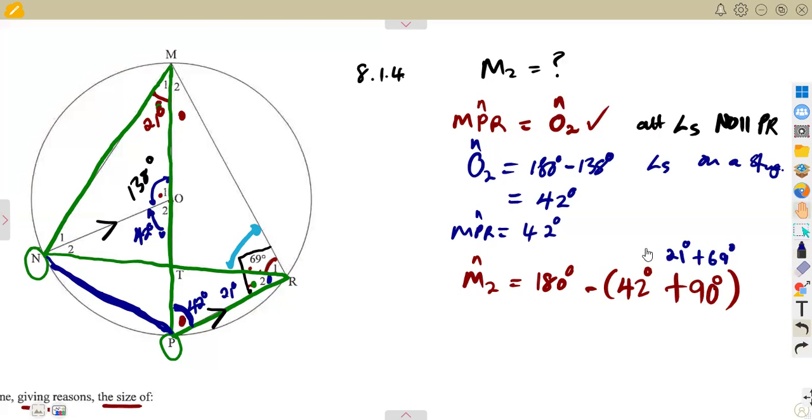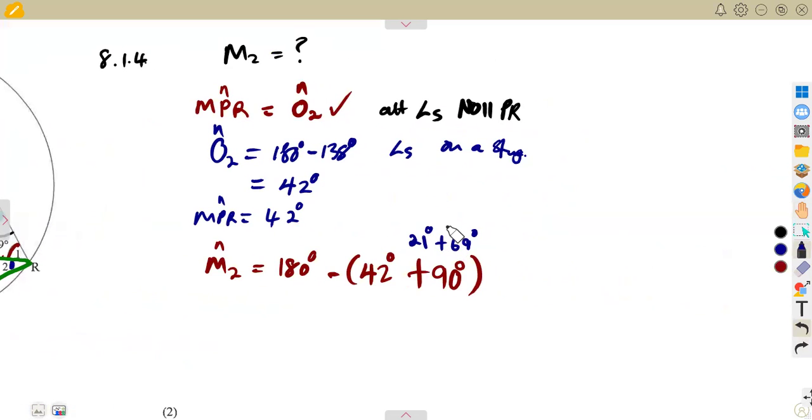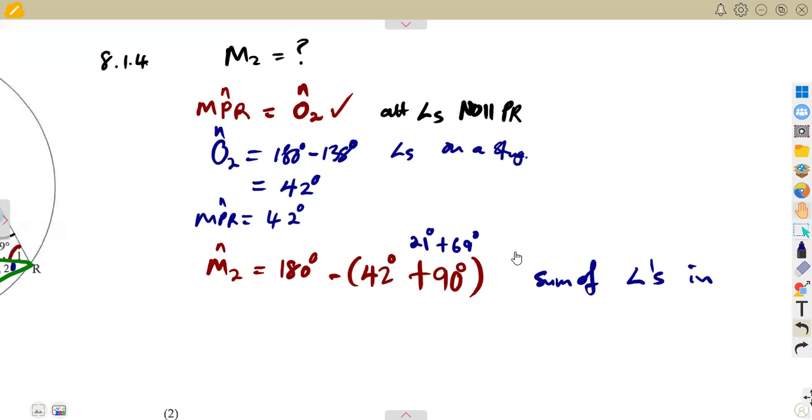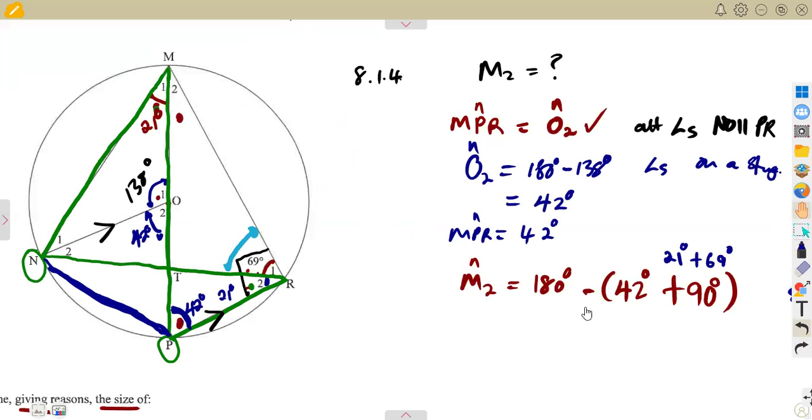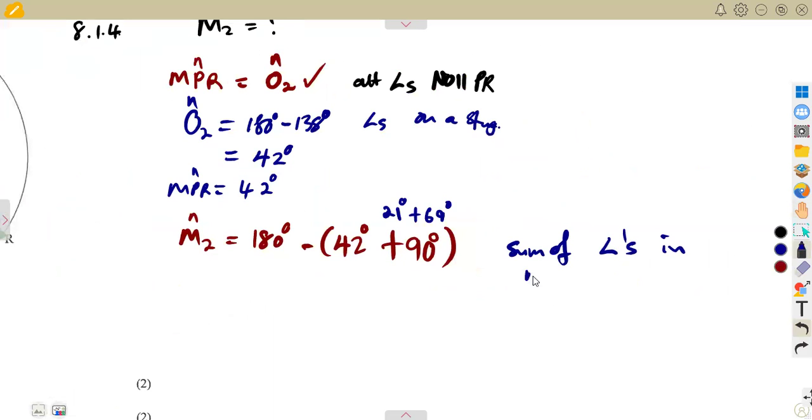The reason that we are doing this is because we are considering angles in a triangle. The sum of angles in triangle MPR is supposed to add up to 180 degrees. So that's it. We have our angle M2 from there, which gives us something like 48 degrees. Just like that.